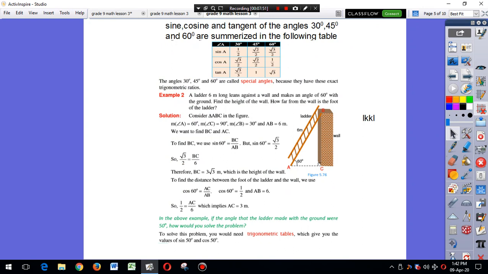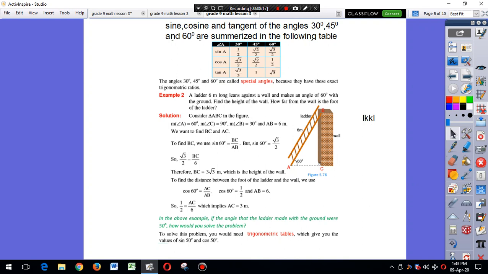Cos 30 degrees equals square root of 3 over 2. Cos 45 equals square root of 2 over 2. And cos 60 degrees equals 1 over 2. Tan 30 degrees equals square root of 3 over 3. Tan 45 degrees equals 1. Tan 60 degrees equals square root of 3.